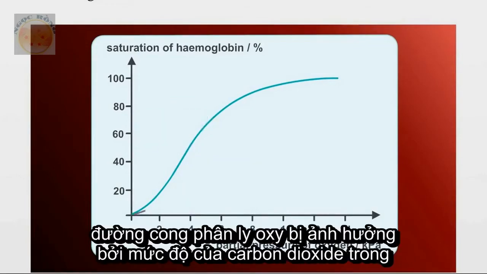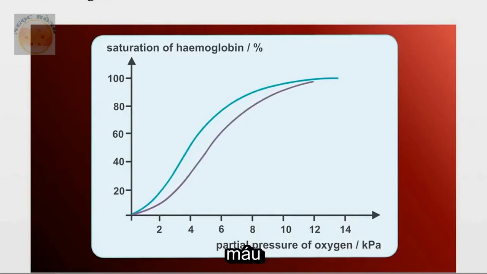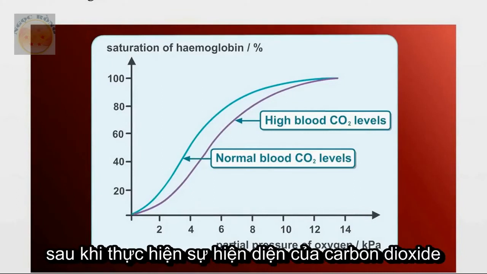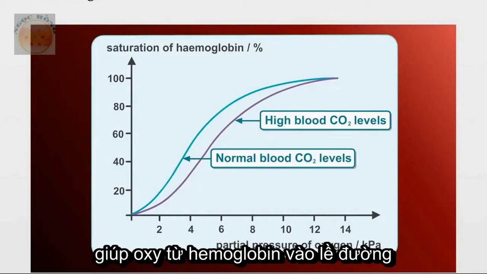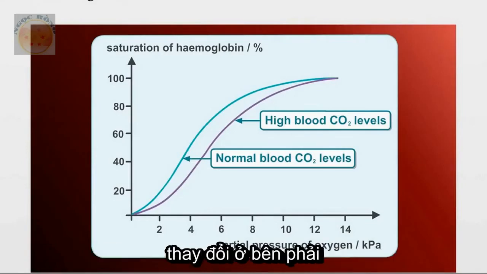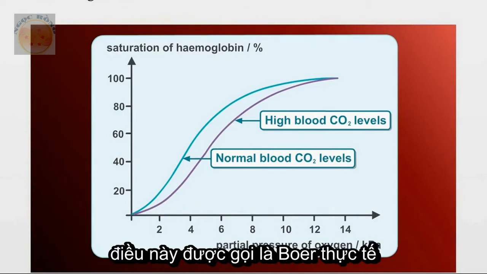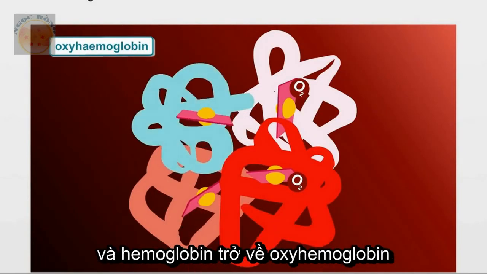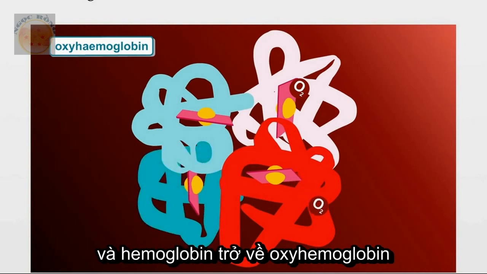The oxygen dissociation curve is affected by levels of carbon dioxide in the blood. For example, when carbon dioxide levels go up after exercising. The presence of carbon dioxide helps the release of oxygen from hemoglobin, so the curve shifts to the right. This is known as the Bohr effect. Oxygen unloads from hemoglobin 1 molecule at a time, and hemoglobin returns to its deoxyhemoglobin structure.